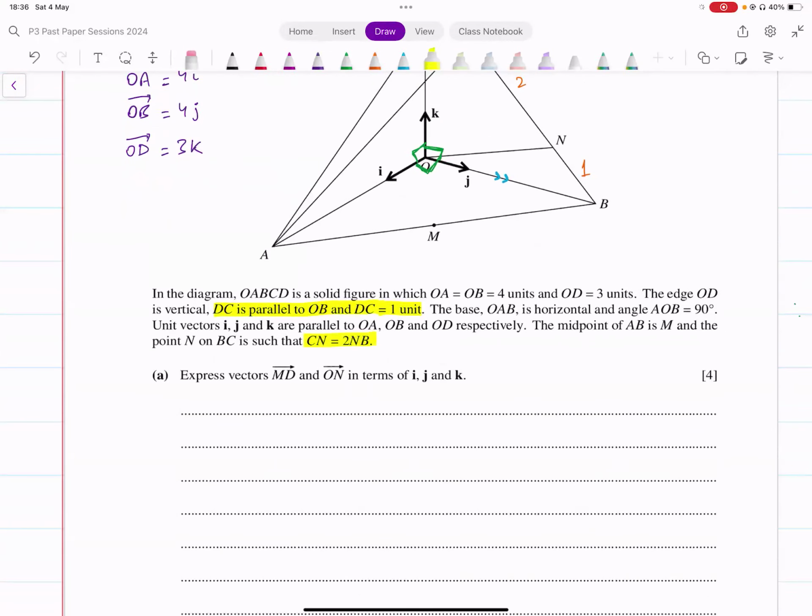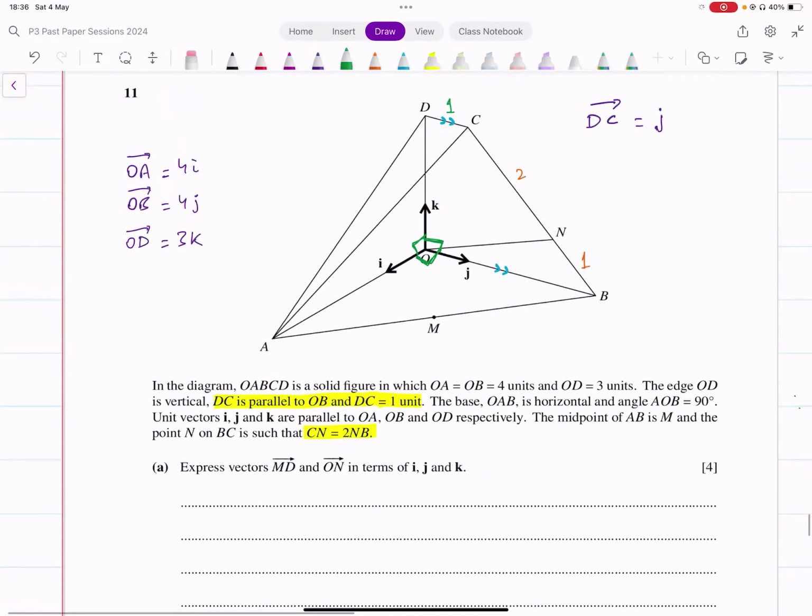Okay, now how do you find these vectors? One vector that you have to find is vector MD. So you have to start at M and end at D. So from M, we have to go to the point D. Let's find a path on the diagram on which we know some vectors. We can go from M to A. Now we have to find this vector first. Then we can go from A to O and then from O to D. This is one possible path that you can follow. There could be other possible paths as well, but this is one possibility.